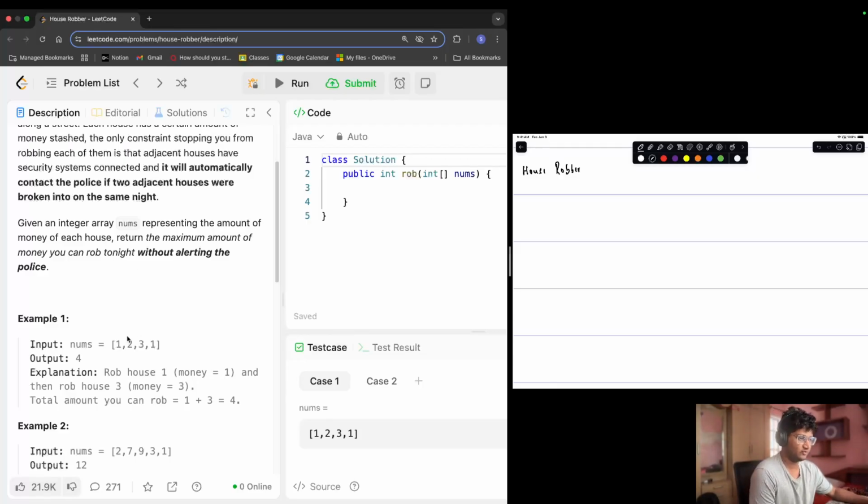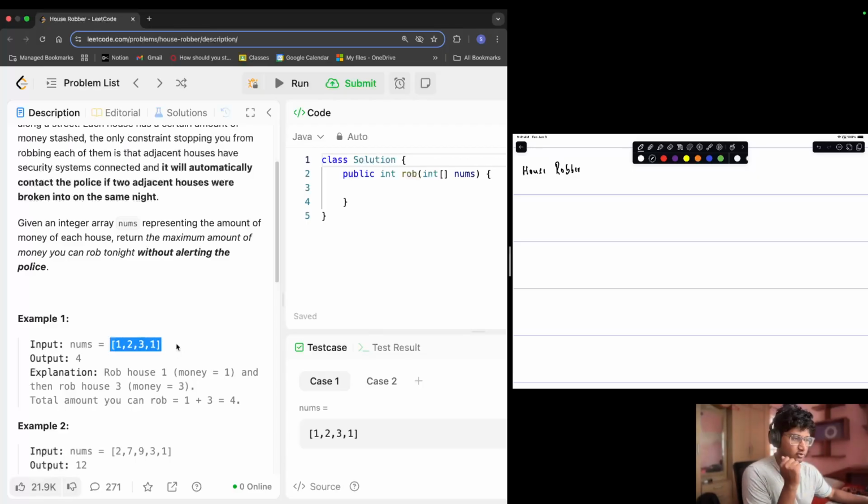So the first house contains one amount of cash, the second house contains two, the third house contains three, and the fourth one contains one. So your task is to maximize the profit that you can make on a particular night robbing these houses.